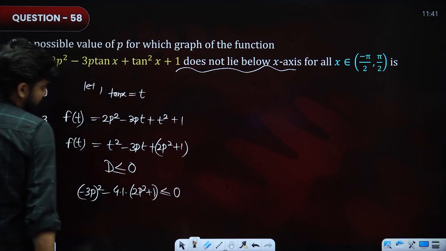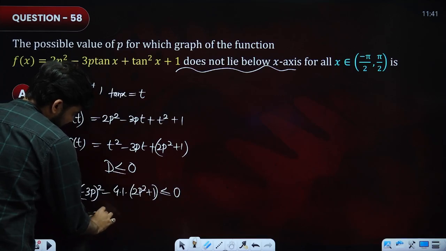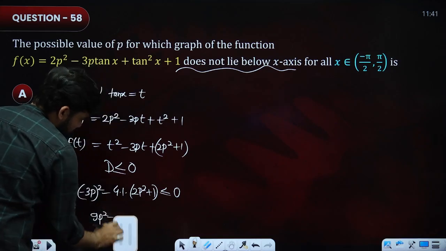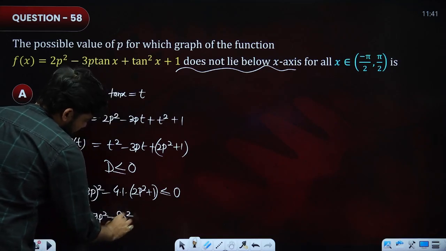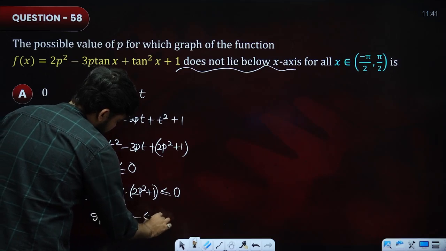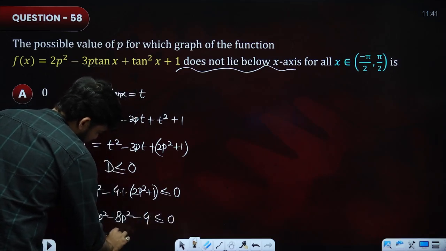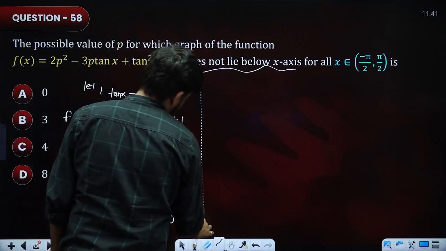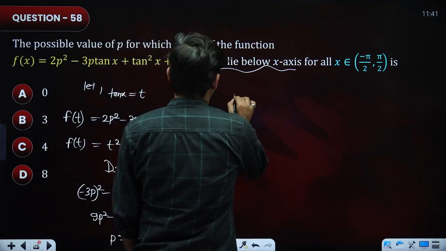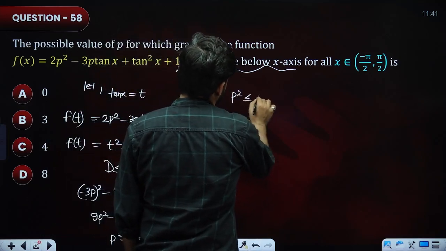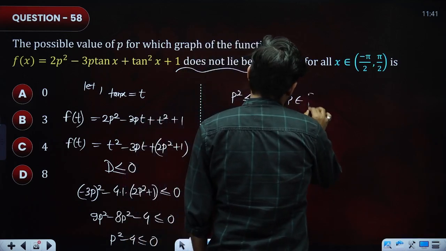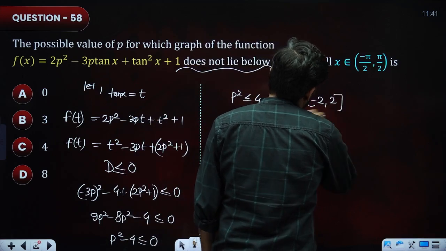It should be less than or equal to 0. So 9p square minus 4 into 2p square, so we can write it as 8p square minus 4 less than or equal to 0. So p square minus 4 less than or equal to 0 over here. So for that case we can write p square less than or equal to 4. So we can write p belongs in between minus 2 to 2.